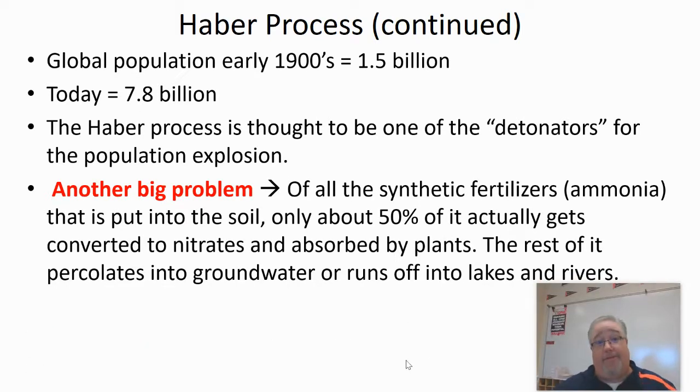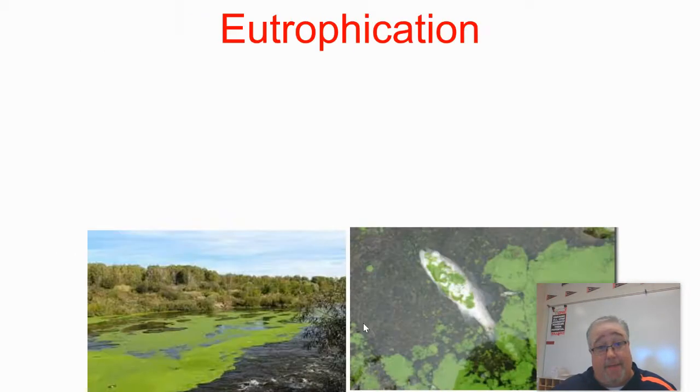Another problem with all of this excess ammonia, all this excess fertilizer that gets used. It says here, of all the synthetic fertilizer that's put into the soil, only about 50% of it actually gets converted into nitrates so it can be absorbed by plants. So the rest of it, where does it go? It ends up in lakes. It ends up in groundwater supplies. We talked about the water cycle, right? As water moves across the surface, it picks up all this extra ammonia, and eventually it ends up in lakes, rivers, and streams, and that could lead to this, right? We've just got done talking about eutrophication.